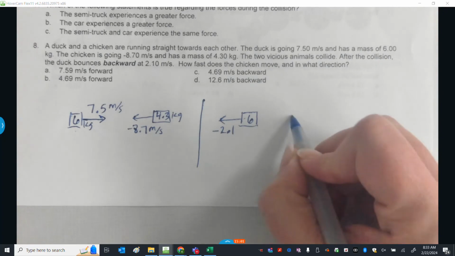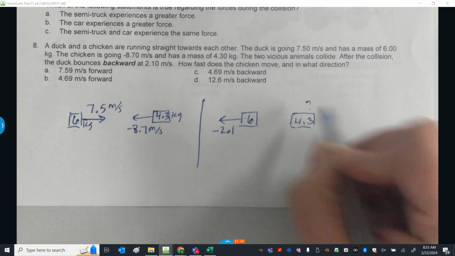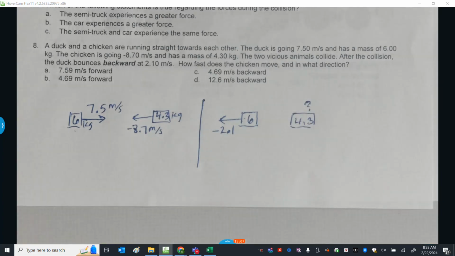And the question is, what happens to the chicken? Which way is he going? How fast is he going? We don't know. That's what we're going to solve. And again, we're going to use conservation of momentum to do it. If you have a collision like this, that's what you're going to do. You're going to use that equation, m1v1 initial plus m2v2 initial, that's the total initial momentum of those objects, equals m1v1 final plus m2v2 final, that's the total final momentum of those objects.